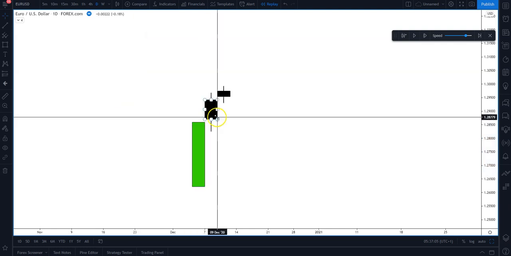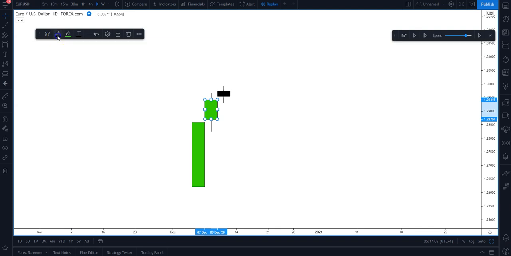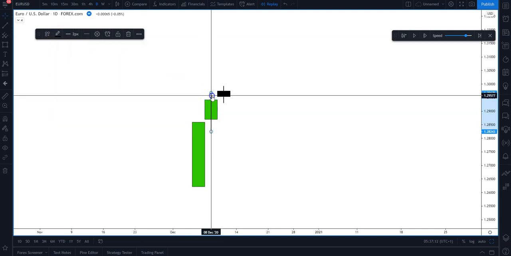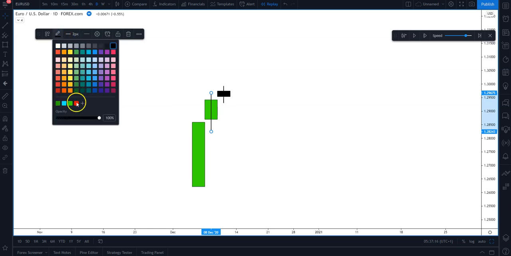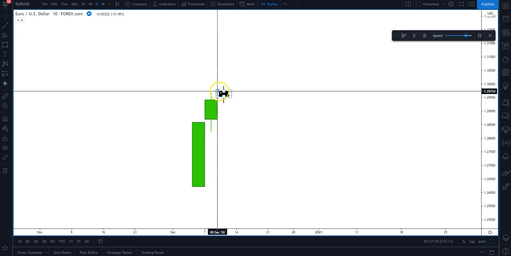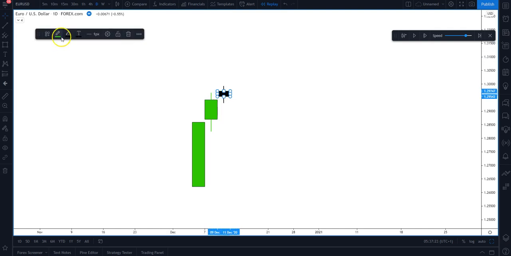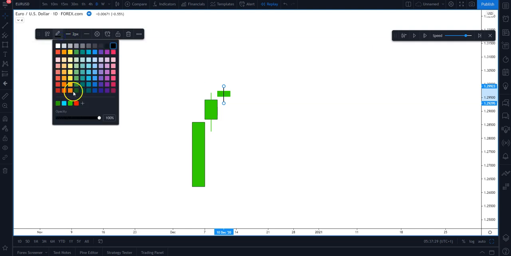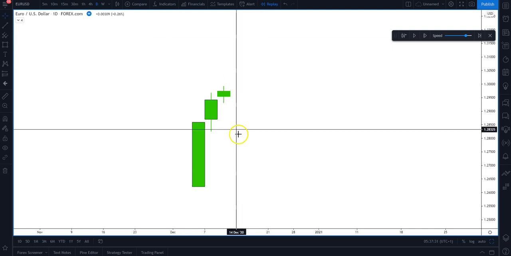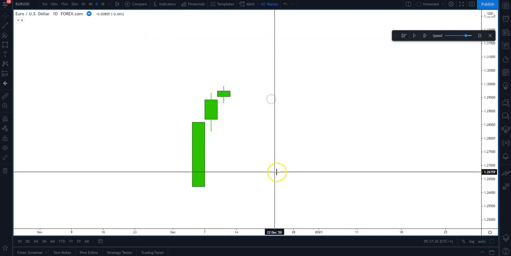For the sake of what I'm talking about, let me make this a different color. Let's make this green. I didn't want that. I don't like how this doesn't look like the other ones.